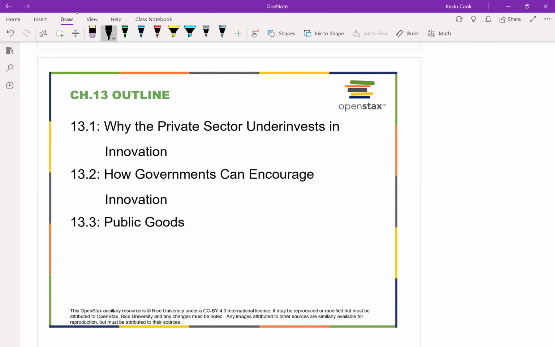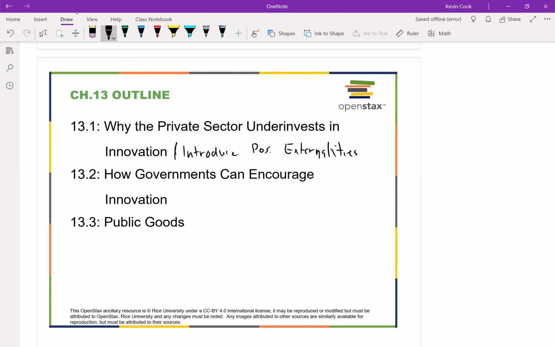Whereas last chapter we talked about pollution, this part 13.1 is going to introduce the positive externalities. And a lot of this will be very similar to what we saw last week. The key differences will be we're messing with the demand curve instead of the supply curve, and instead of overproducing, the market will actually underproduce. We'll see all this as we go through.